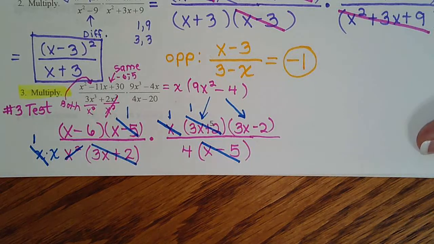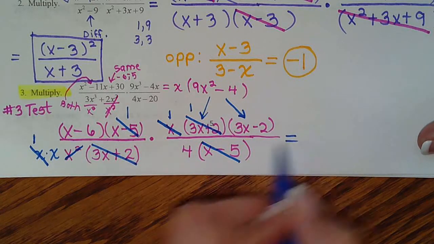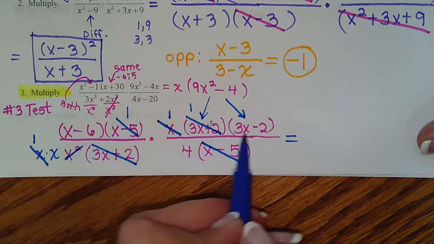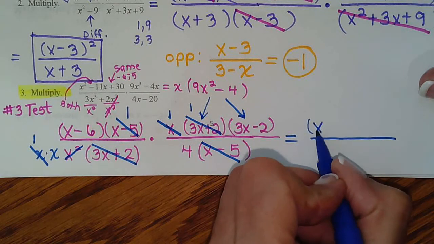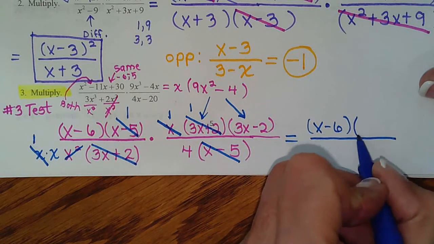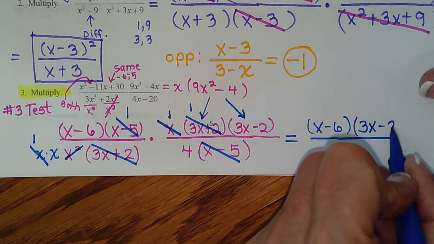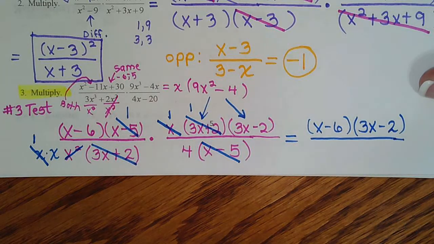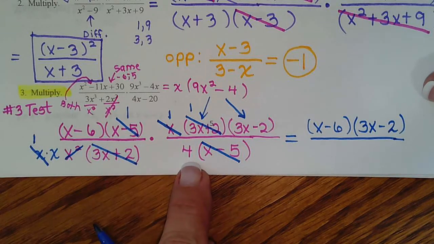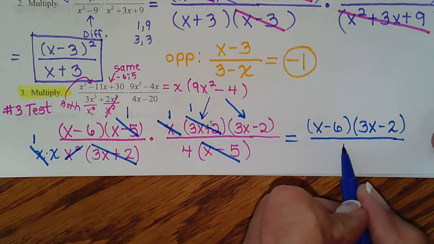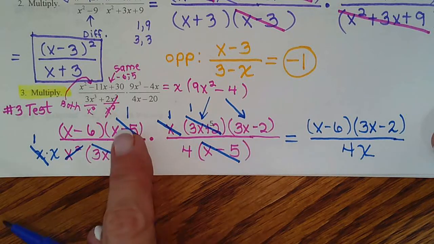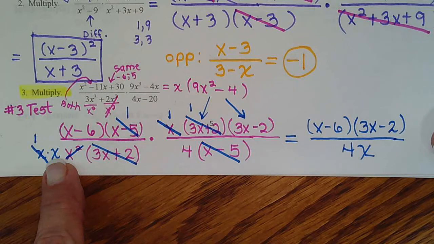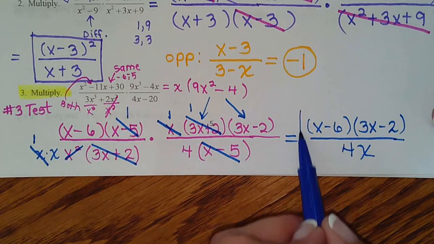So now everything that's common is gone, so let's write what's left. So I have x minus 6 and 3x minus 2 in the numerator. And remember what I said, you don't need to multiply that out, just leave it. We call that in factored form. And in the denominator, all I have left is a 4 and an x. So x minus 6, 3x minus 2, gone, gone, gone. Here I have an x, here I have a 4, so I write it as 4x.